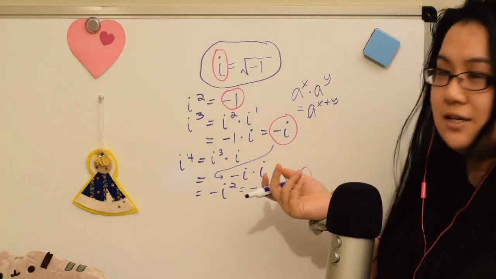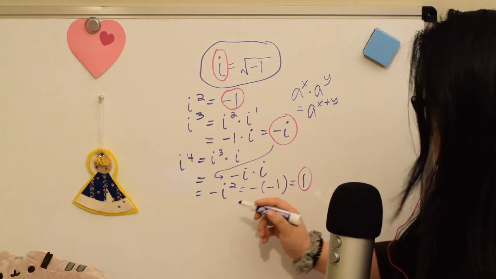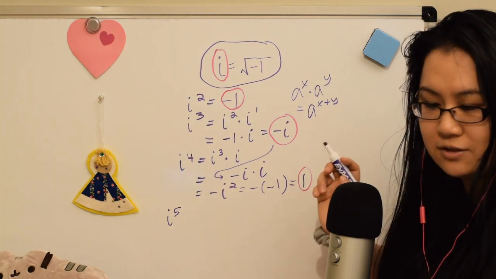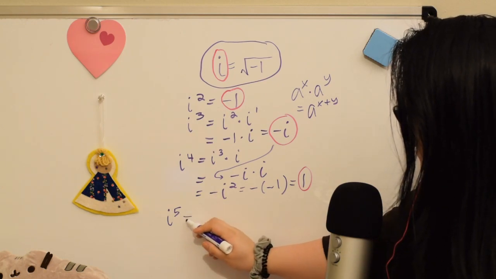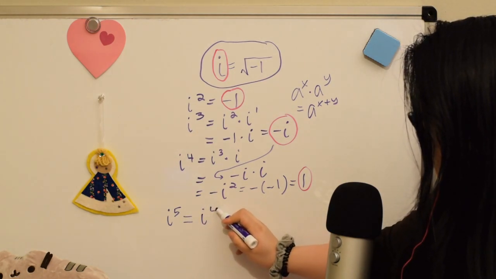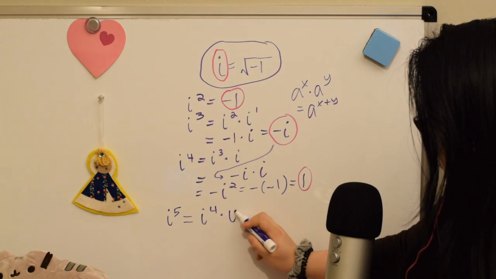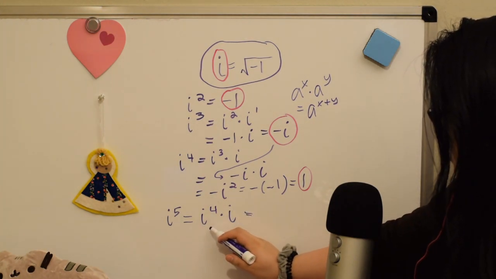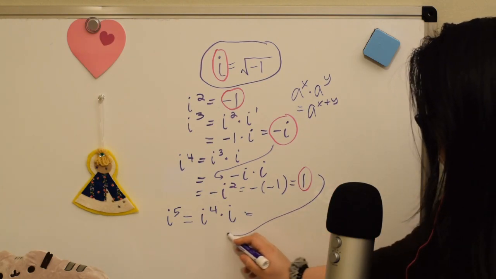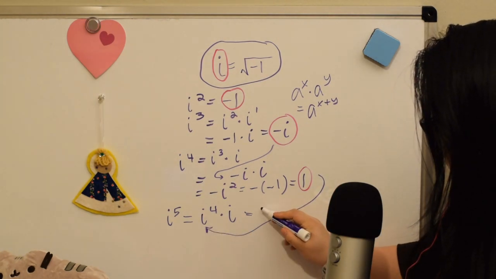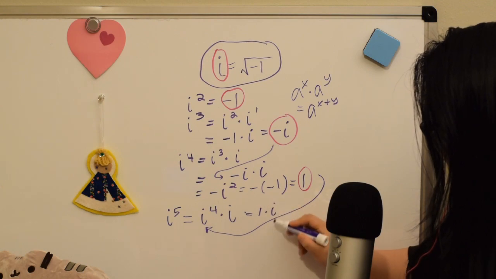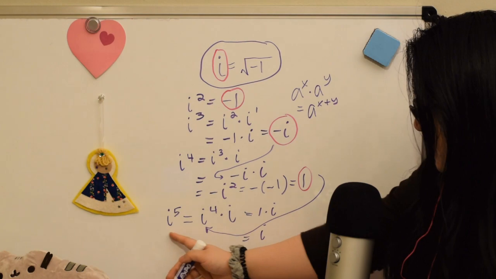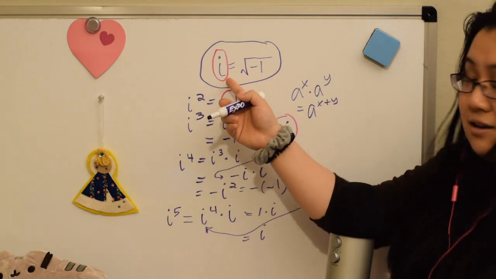So then what is i to the fifth? i to the fifth is i to the fourth times one more i. But i to the fourth, we just got, is 1. So we have 1 times i, which is i. So i to the fifth is i.